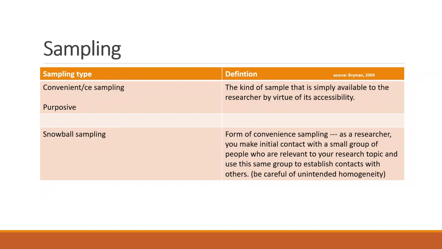Convenience sampling is the kind of sample that is simply available to the researcher by virtue of its accessibility. And often as a student, obviously you don't have a lot of money in terms of research funds to be able to just go wherever you want to do the research. So the resources that you have also oftentimes determine where the research would be done. So we would do research in our own communities, in our own province or regions, or where we already have contacts. And so it's about accessibility.